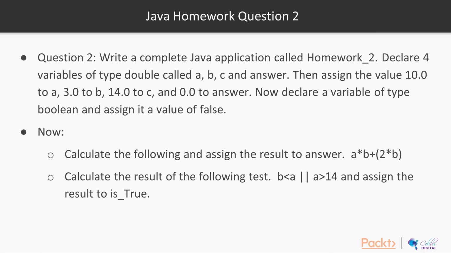The second part was a little more challenging, because this was a test. I wanted you to declare a variable of type boolean, and first up, assign a value of false to it. Then we were going to write a test that tested whether B was less than A or whether A was greater than 14. We assigned the result to the boolean and saw what the result was. Then I asked you to print the results of the 2 operations to the screen. So let's go to the code and have a look at what the results were.